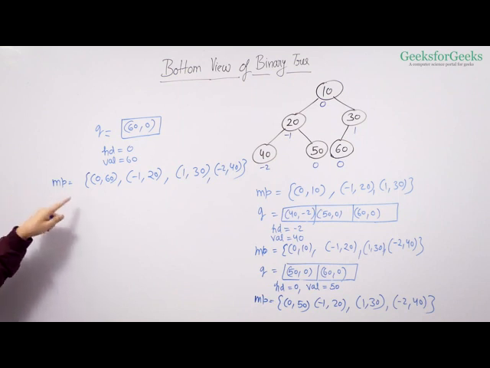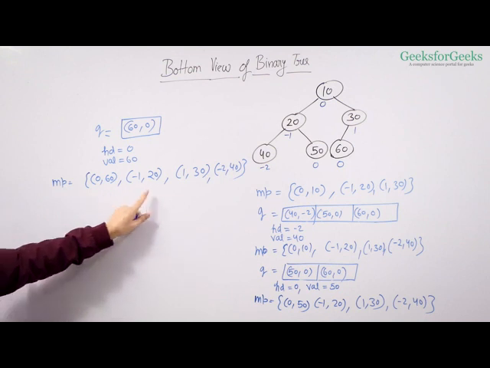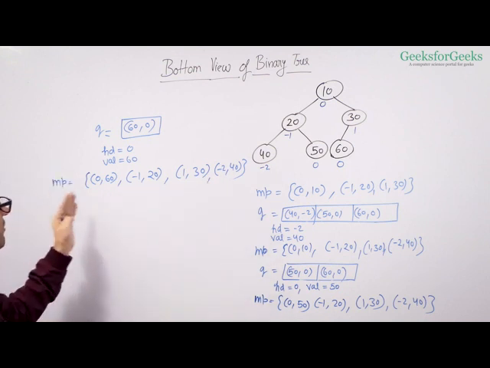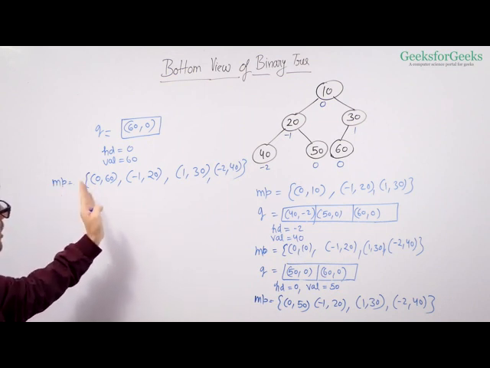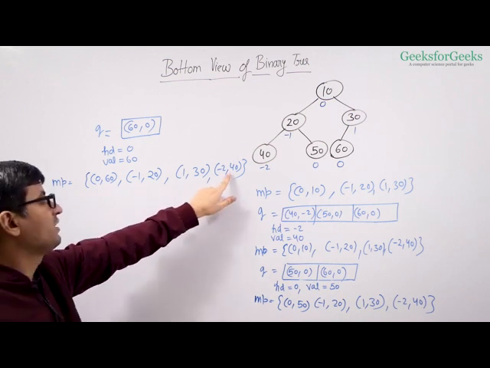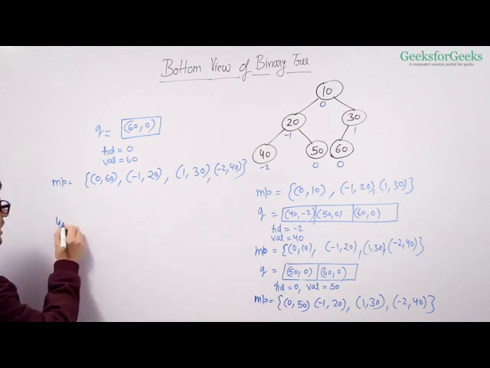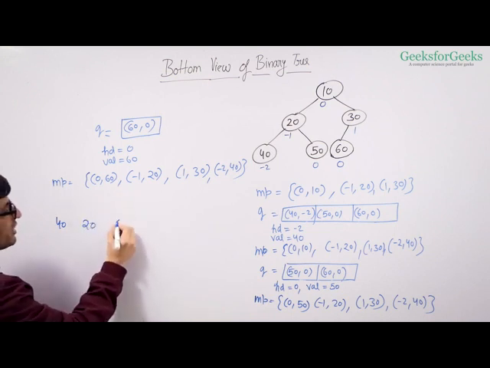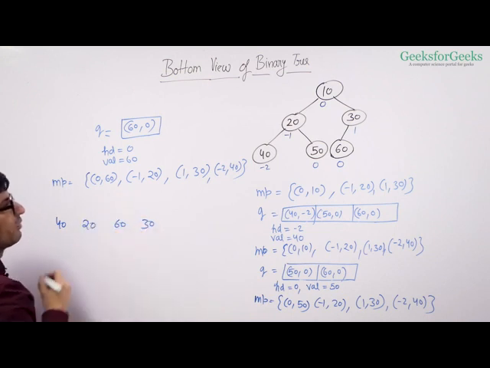And since it is a tree map in Java or map in C++, it's going to store these items in a sorted way. So -2 is going to be the first item that you are going to see. Now we simply traverse through the map and print all the values present in the map. So when you traverse it, you will get 40 first, because the map contains items in sorted order of keys. Then you will get 20, then you will get 60, then you will get 30. So you get the bottom view.